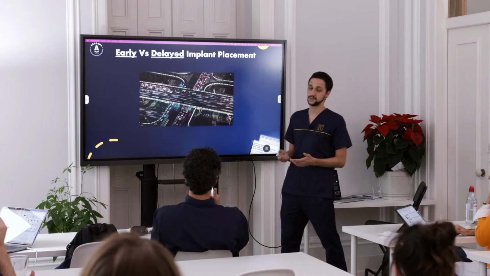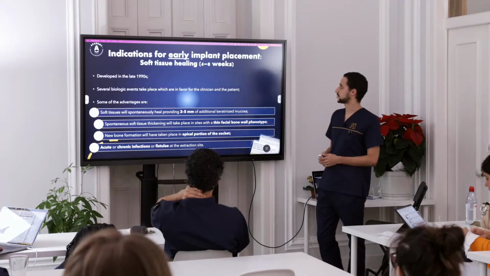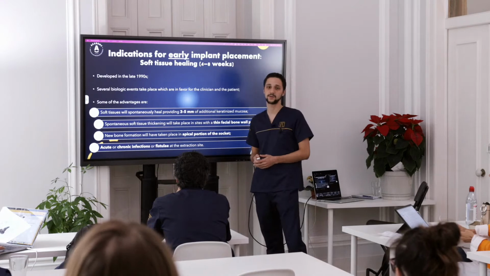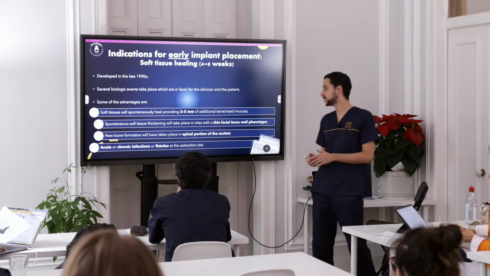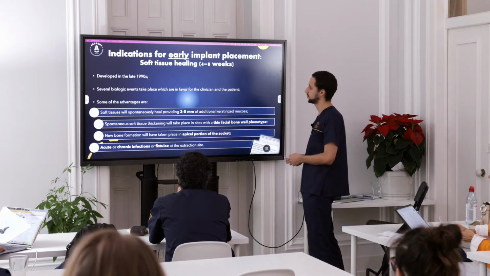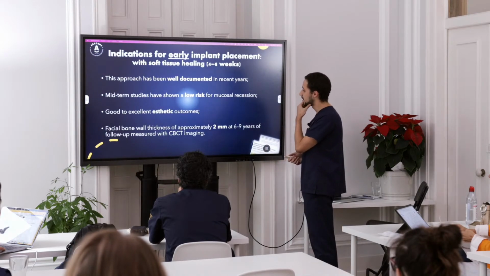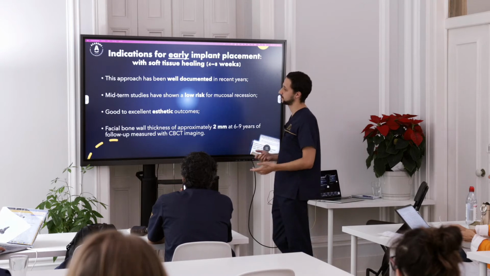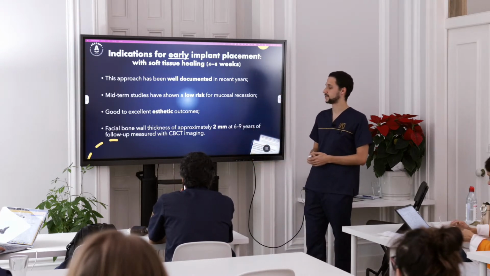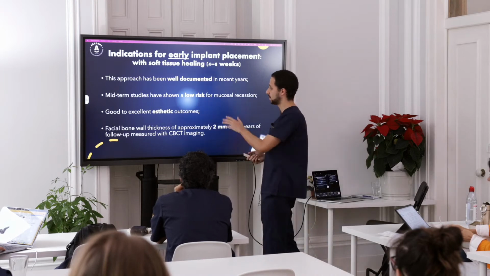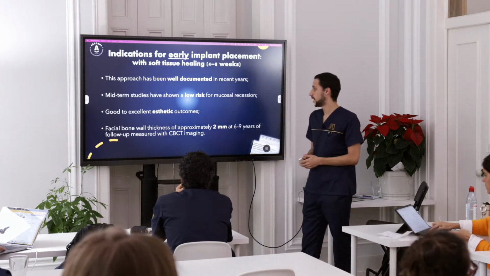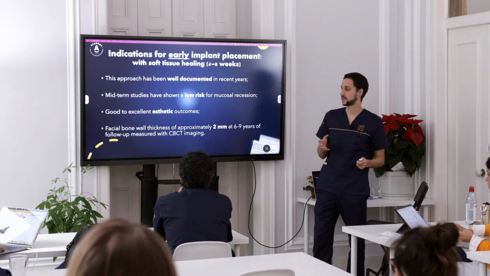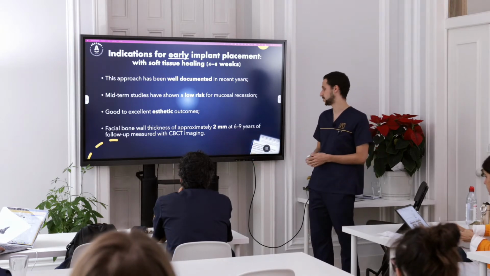So it's important for us to know that early implant placement was developed in the late 90s, and it has a lot of benefits. Of course, we are not going to do an immediate implant placement. It's better for us to wait a little bit and then we place it. Both articles that I have here say that this approach is well documented in recent years. We know that there's a low risk of mucosal recession. For aesthetic cases, this is crucial. Good to excellent aesthetic outcomes. And they even say a facial bone wall thickness of approximately 2 millimeters is shown after 6 and 9 years of follow-up in CBCT imaging.